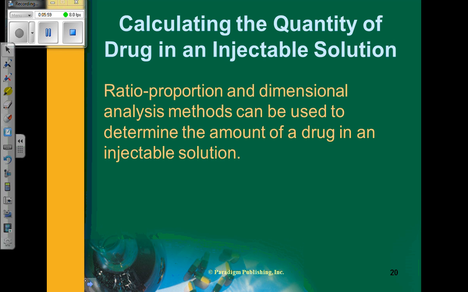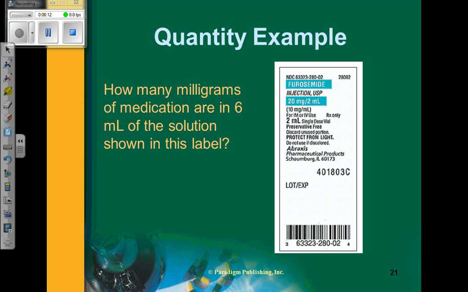So calculating the quantity of drug in an injectable solution, the ratio, proportion, and dimensional analysis methods can be used, of course, to determine the amount of a drug in an injectable solution. So here is an example of the furosemide. How many milligrams? So we're trying to find X milligrams. The medication are in 6 milliliters of the solution shown in this label. So you know you're going to have X milligram over 6 milliliters.